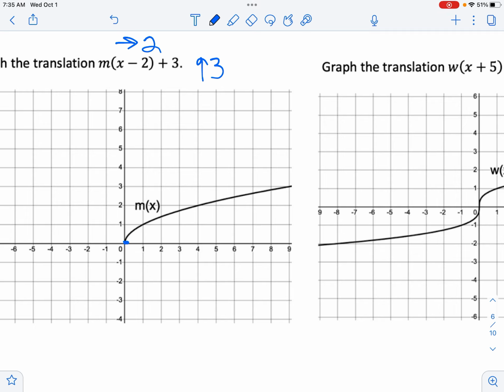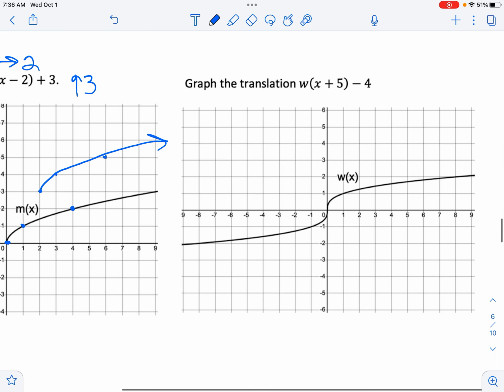So pick some points that seem like they would be good ones and relatively easy ones to do that with. So maybe those 3 points. So I want to move those 2 units to the right and then up 3. So that would be my first point. There's another one. Okay, there we go.